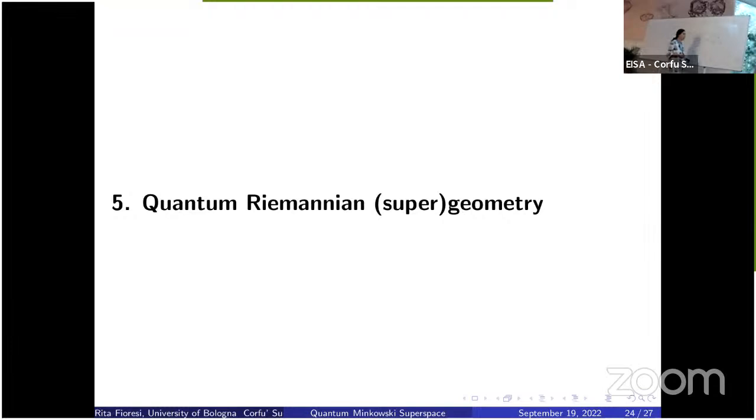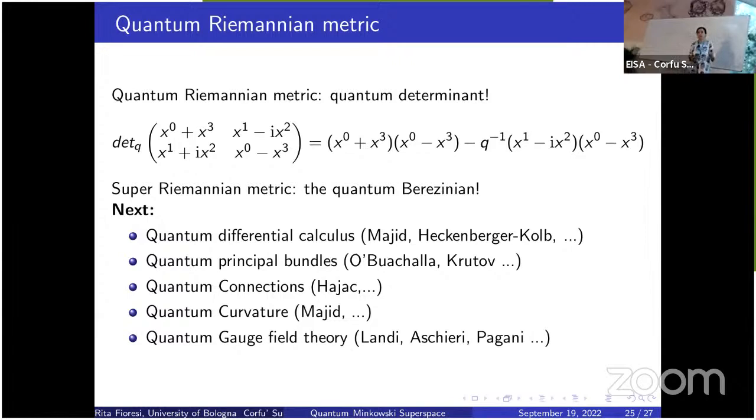I will say a few words. So, a very important concept when trying to define distances is a metric, and we already have available a quantum determinant to try to define a metric. The next thing is that we want a super Riemannian metric, and the quantum Berezinian seems to be the natural candidate. The Berezinian is the equivalent of the superdeterminant.